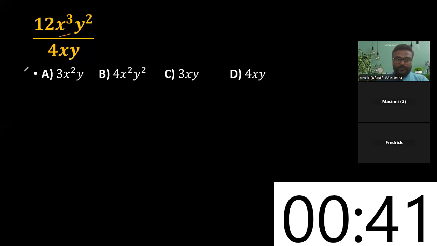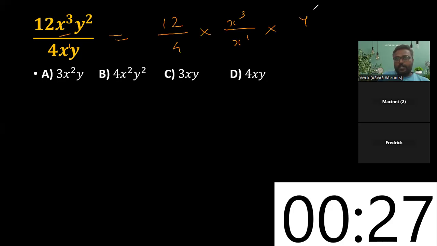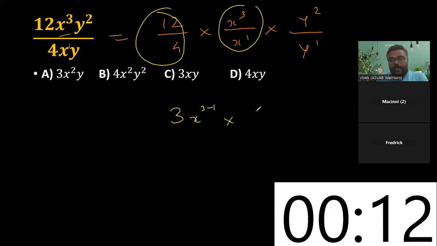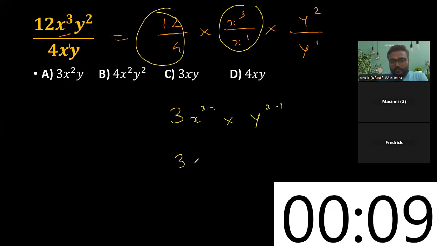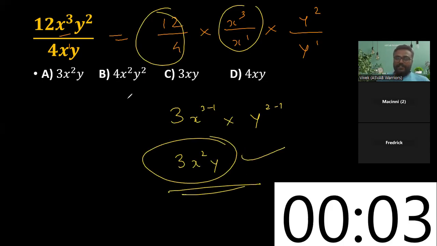See, it's x cubed. How can you solve it? Just take the numbers separately. It's x cubed. Now, if there is nothing, just put the power as 1. y squared, y to the power 1. So what do we have now? 12 divided by 4. It's 3. x to the power 3 divided by x to the power 1 would be x to the power 3 minus 1, times y to the power 2 minus 1, which is nothing but 3x squared y. That will be your answer. So option A is correct.